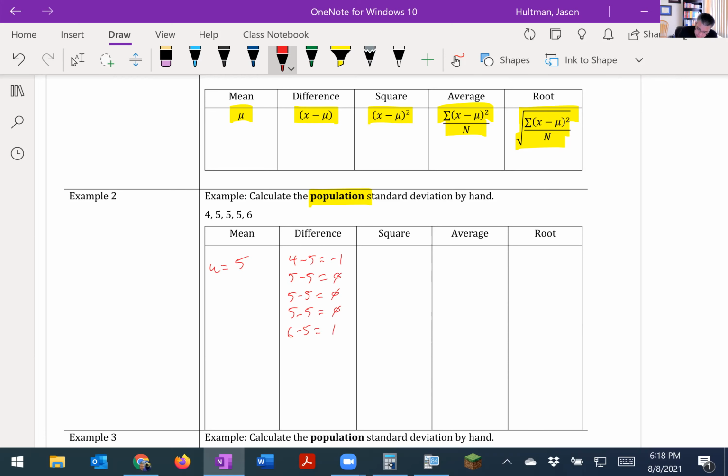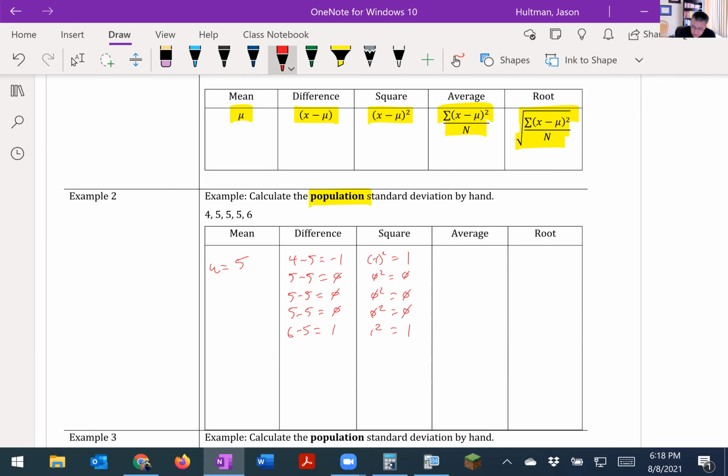Okay, I'm going to take negative 1 and square it. Negative 1 squared is 1. 0 squared is 0. 0 squared is 0. And 1 squared is 1. And now I'm going to take the average of this.